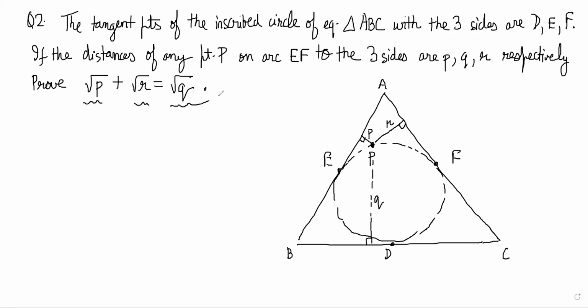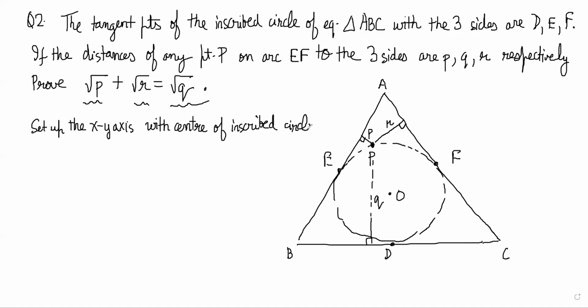Now, again, in this problem also, setting up the coordinate system and choosing our origin is the crucial part. So in equilateral triangles, it is usually best to choose the origin as the centroid. So we will set up the xy axes with the center of the inscribed circle, which is basically the centroid, or the circumcenter, which is the centroid also, as the origin.